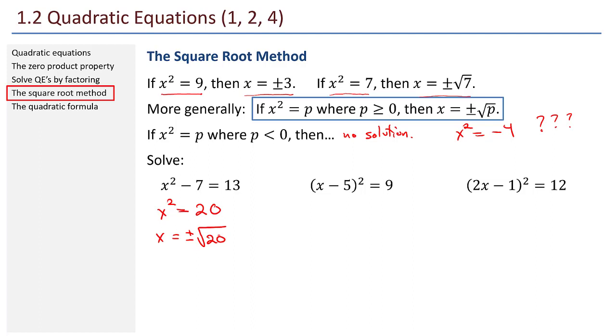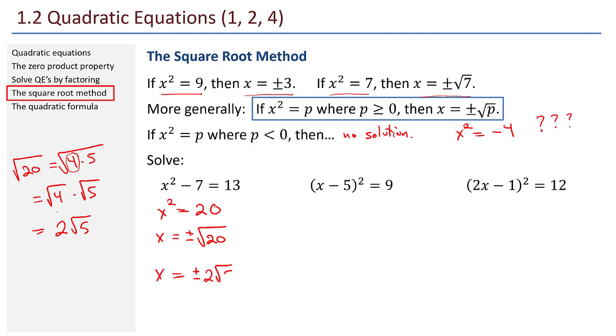Now, let's do a little more simplification. I could stop there and plug that into my calculator and see what that equals, but there is a little bit of simplification we can do, because the square root of 20 is the square root of 4 times 5. I split it up this way because 4 is a perfect square, and I can split a square root up across multiplication. This becomes the square root of 4 times the square root of 5, and now the square root of 4 is just 2. 2 times the square root of 5. So really, x equals plus or minus 2 times the square root of 5.